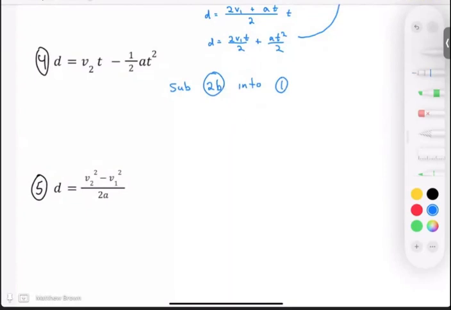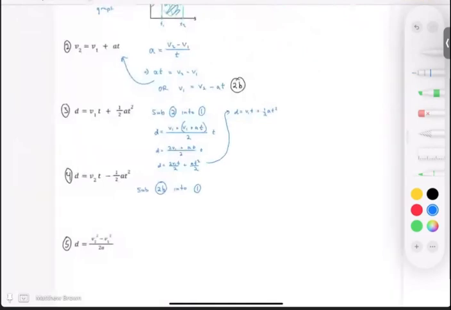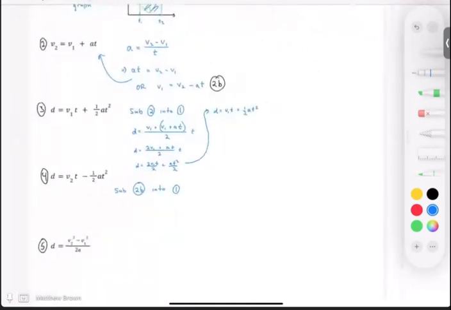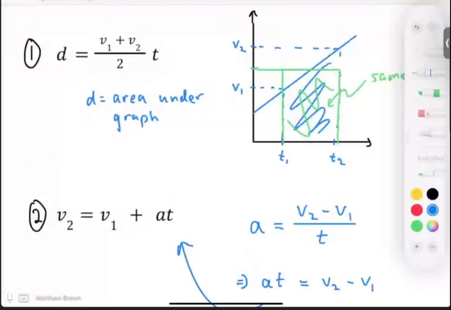And for the last one, I think I need a 3C. So if you go back to equation 1, you can see how we've got time here. So we've got V1 plus V2 over 2 times T. So basically, we just need something to substitute in here for T. So you take equation 2 and rearrange it for time.